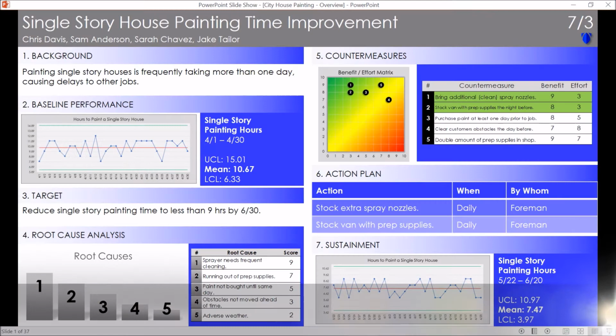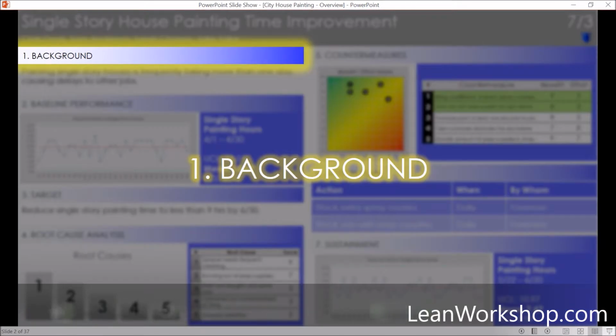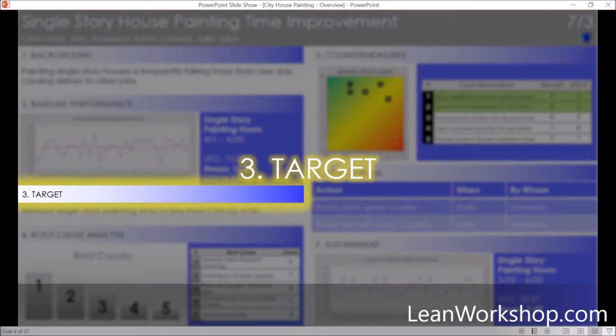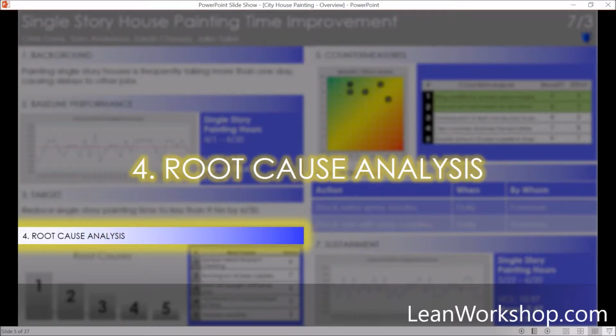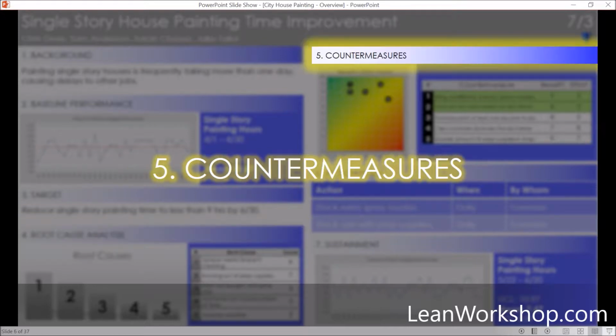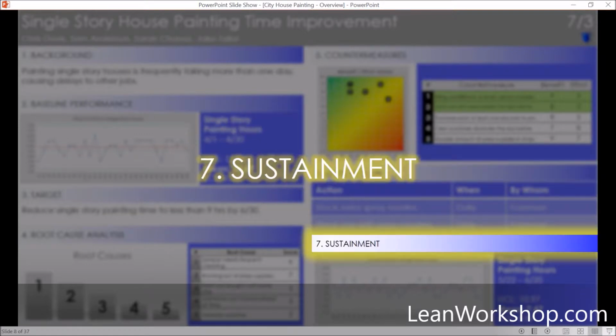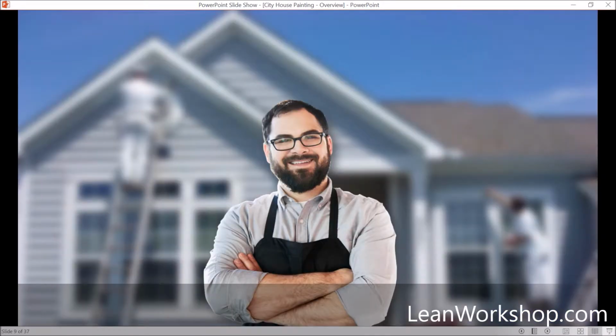The Lean Workshop guides a project leader through all steps necessary to improve performance, including identifying the background problem, measuring the baseline, establishing a target, finding a root cause, generating the best countermeasures, assigning actions for implementation, and tracking sustainment of improved performance. For this example, we're going to follow Chris, the owner of City House Painting.